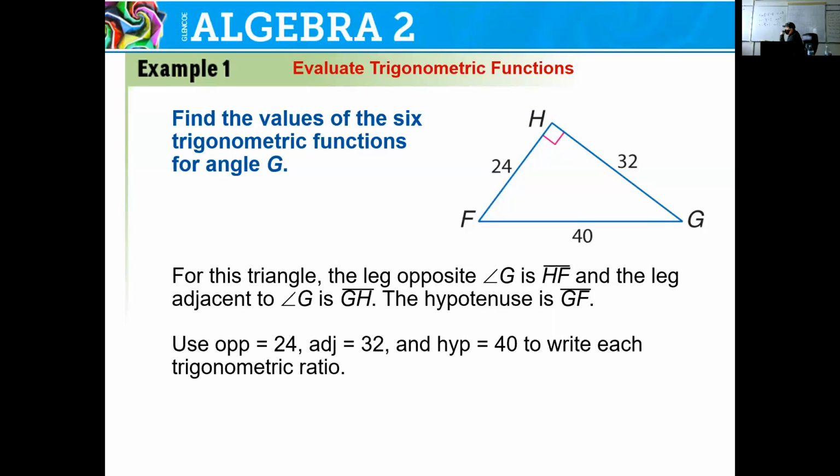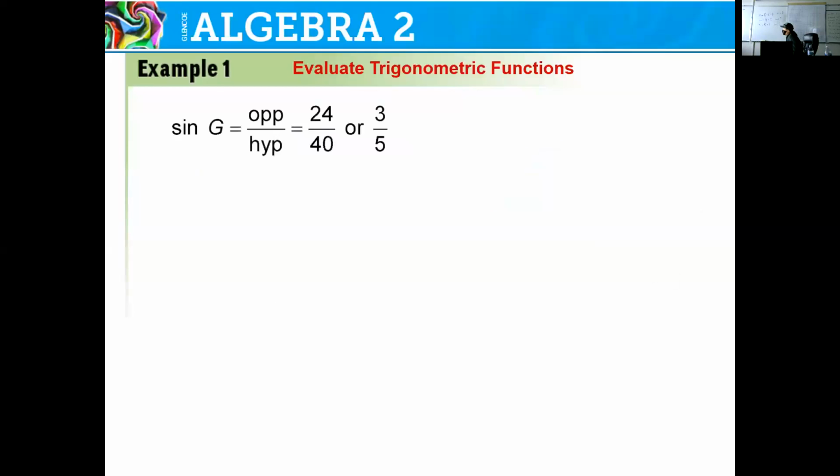So for this triangle, the leg opposite of angle G is HF and the leg adjacent to G is GH. They're just identifying it. The hypotenuse is GF. Okay, so 24 is the opposite, 32 is the adjacent, 40 is the hypotenuse. Okay, so since sine of G is the opposite over hypotenuse, 24 40ths or 3/5. Like I said, you have to break it down. Okay, you have to simplify. Cosine is the adjacent over the hypotenuse, or 32 40ths or 4/5 once it's simplified.